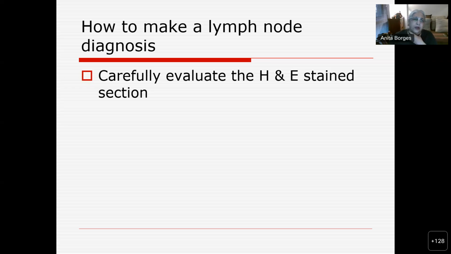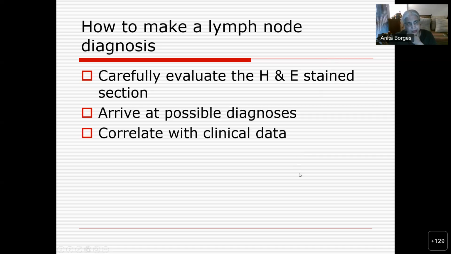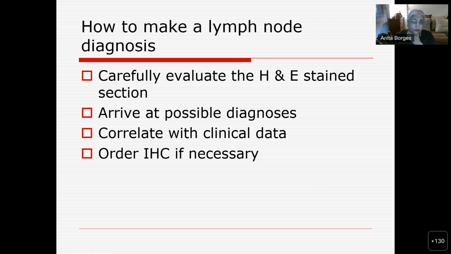All right, so once you have that and you've got an H&E section, you have to carefully evaluate this H&E section. And I mean really carefully. You should arrive at possible diagnoses. You correlate this with clinical data. You order immunohistochemistry if necessary. If you've got something that you identify straight away, like granulomas or metastatic disease, or something that is so obvious, then you need not do immunohistochemistry.